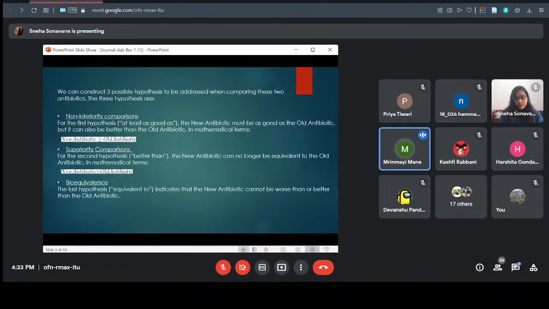To understand non-inferiority trial a little better, let's take an example. Suppose there is a trial designed to compare the effectiveness of a new antibiotic with the existing antibiotic. In order to compare these two antibiotics, we can construct three possible hypotheses. For the first hypothesis, the new antibiotic must be at least as good as the existing one, which means the new treatment must be as good as the existing one, but it can also be better than the existing one. To put it in mathematical terms, the effectiveness of new antibiotic is greater than or equal to the effectiveness of old antibiotic, which means the new treatment is not inferior to the existing one.